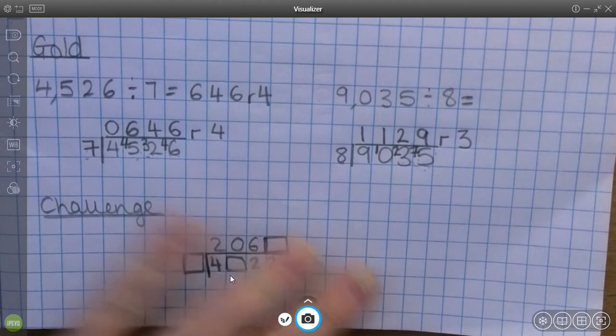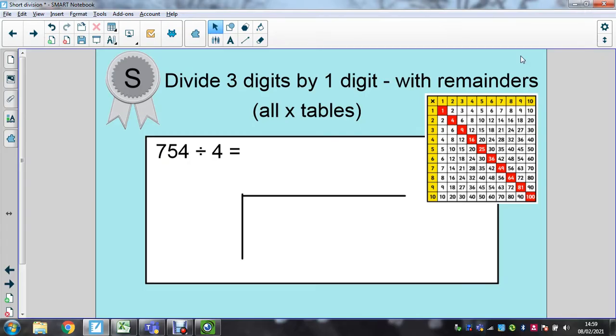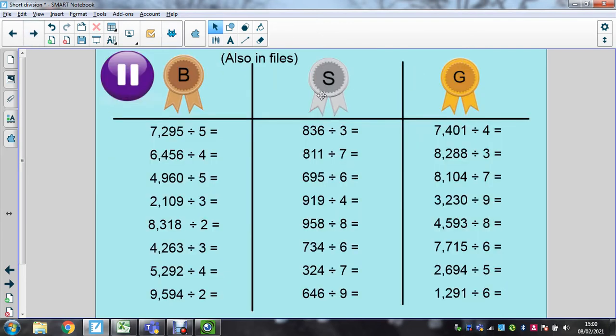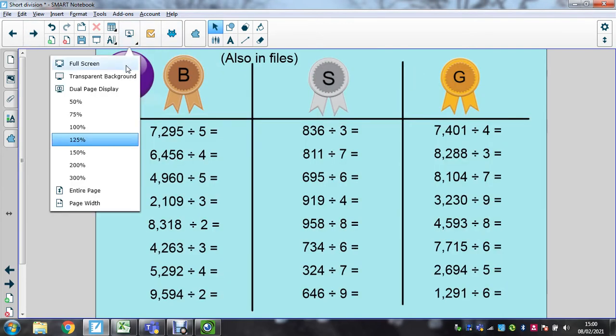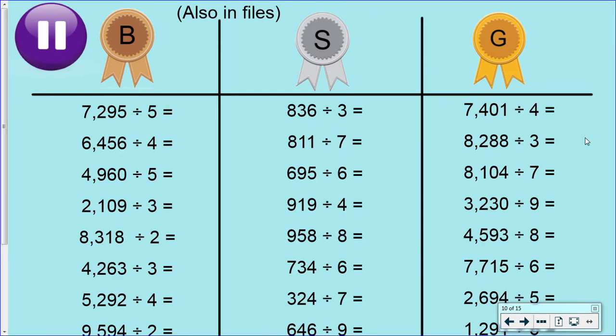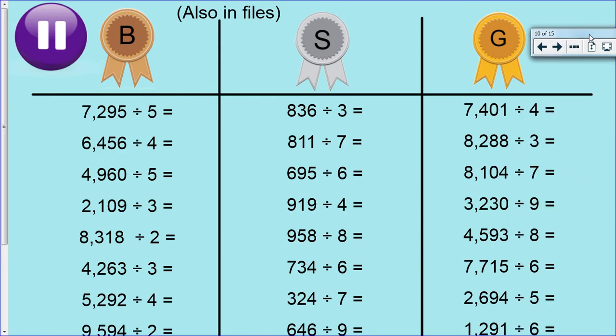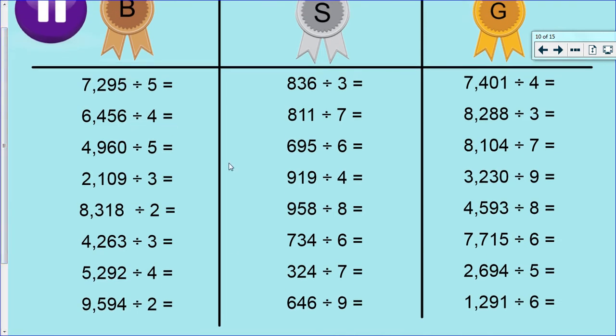Okay, so for bronze, silver and gold today, your questions are these. And I've also put these questions in files if you'd rather get them out of files and print them off. You have 8 questions for each Wilf. So remember, bronze is no remainders, just simple short division. Silver, 3-digit number divided by 1-digit number with remainders. Gold, 4-digit number divided by a 1-digit number with remainders.